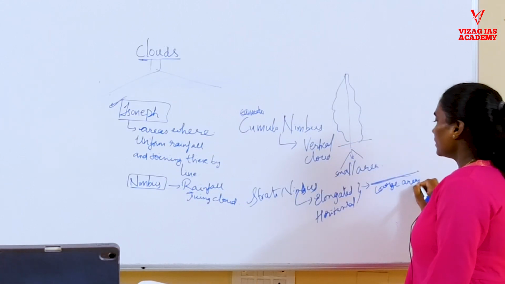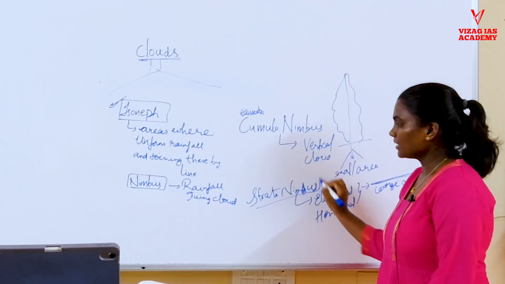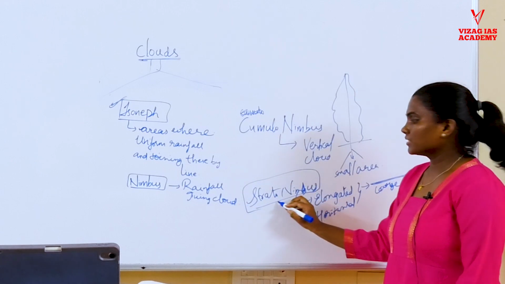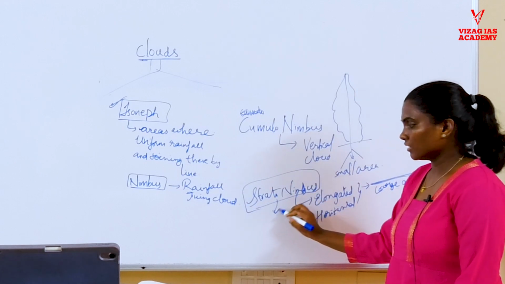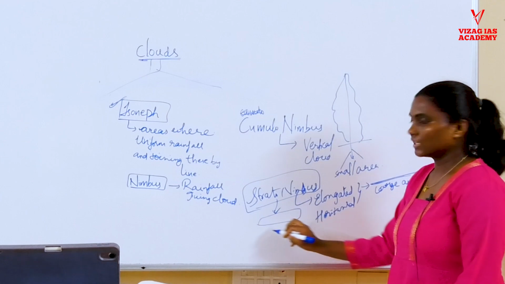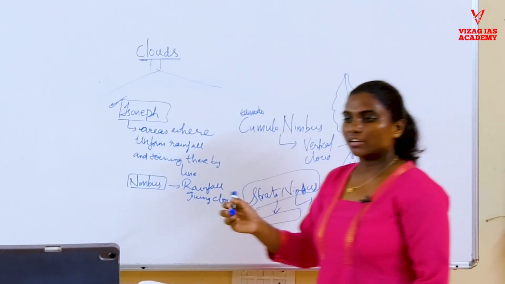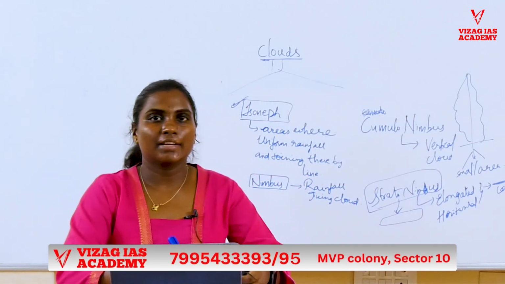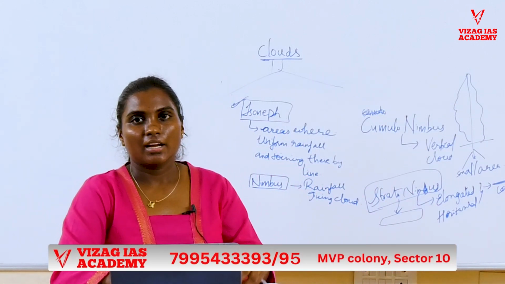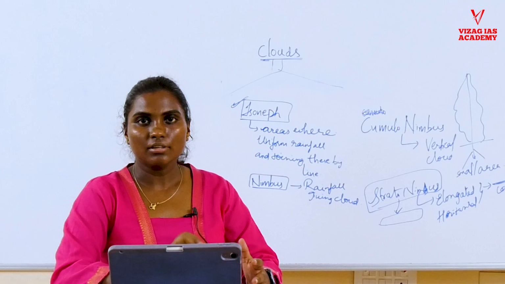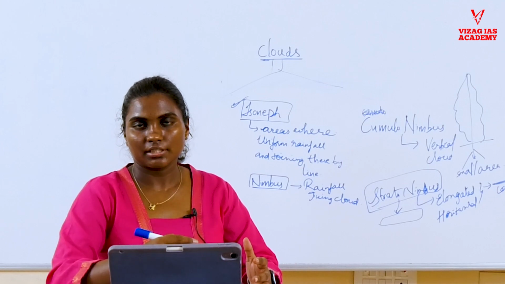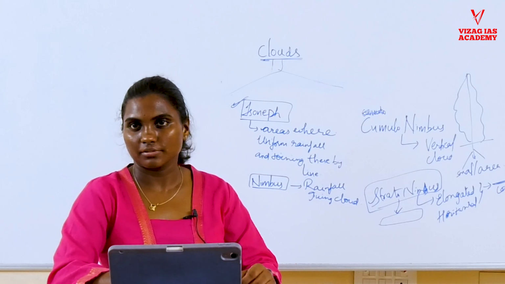For example, in the equatorial climate, this stratonimbus is the key cloud, formed close to the lower atmospheric layers. These are the few key points about clouds, and depending on these, if any description is given, you have to note it down, understand the lines which are given, and identify the type of cloud. Thank you.